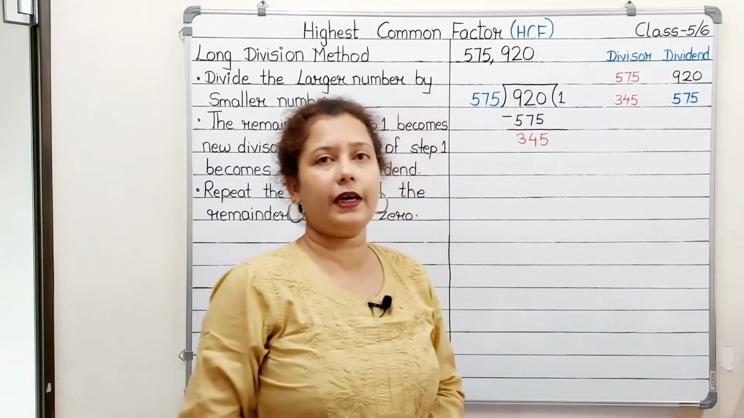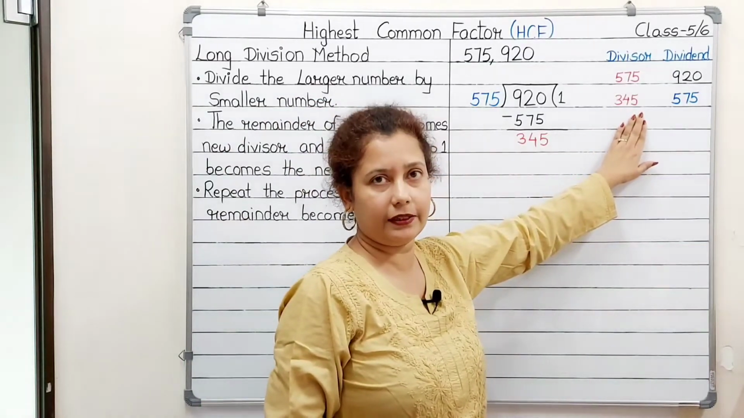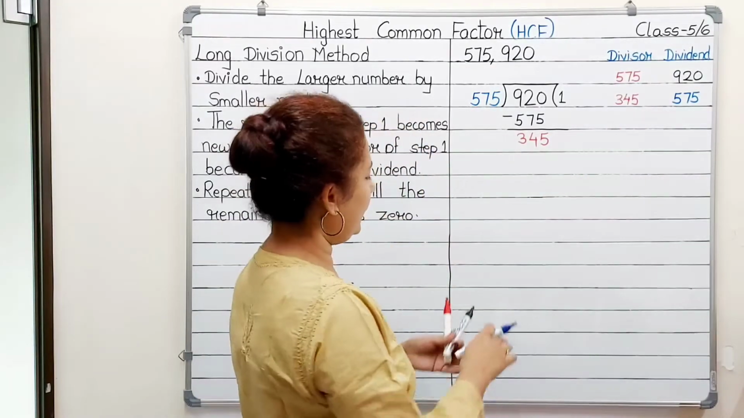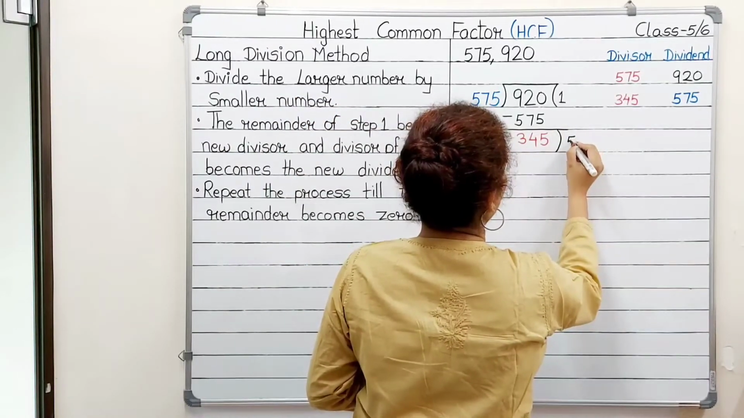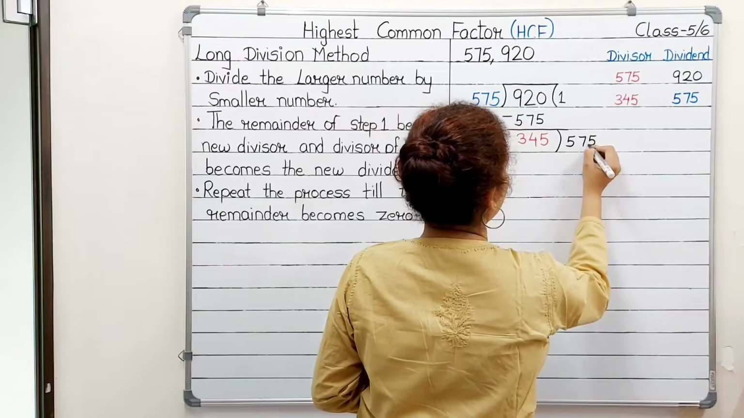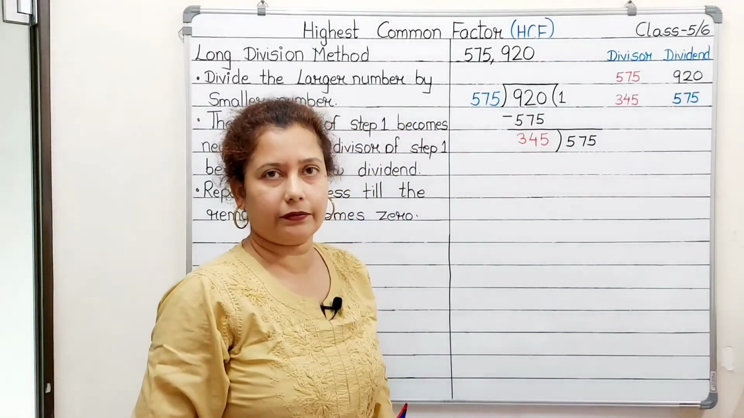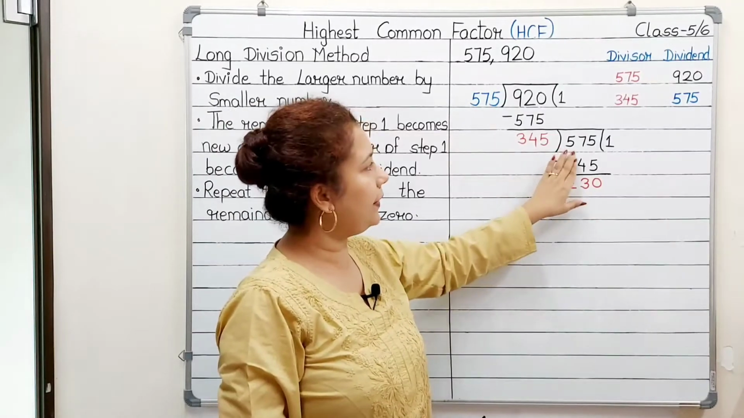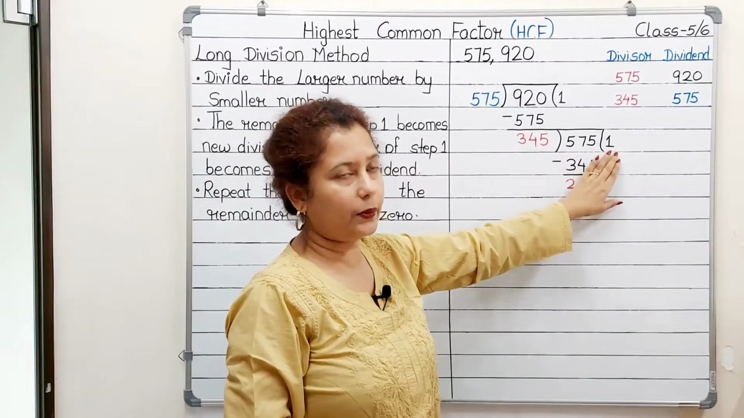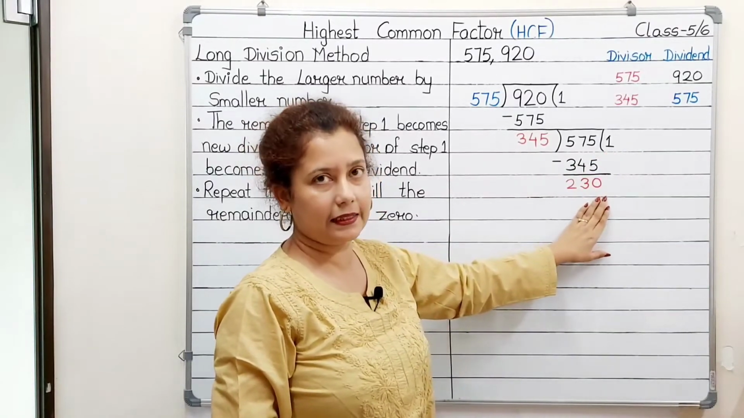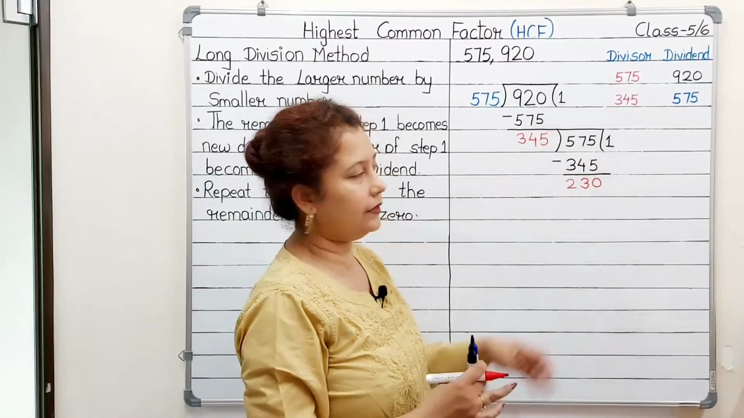So 575 will be our dividend and 345 will be our divisor. So we will divide 575 by 345. When we divide 575 by 345, we get 1 as the quotient and 230 as the remainder. So here 230 will become our new divisor.